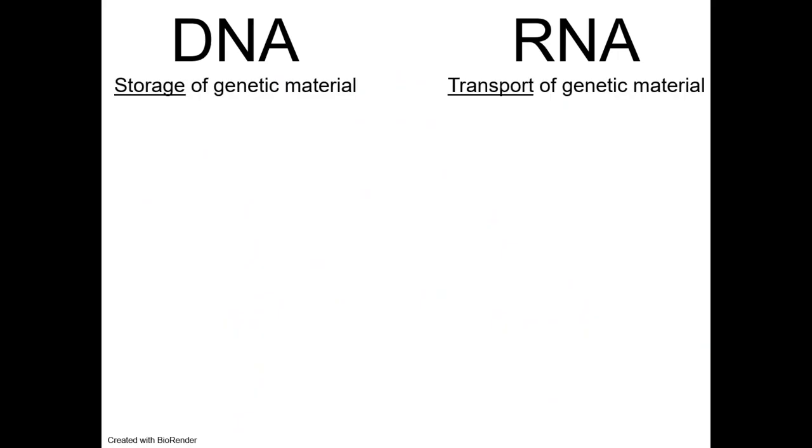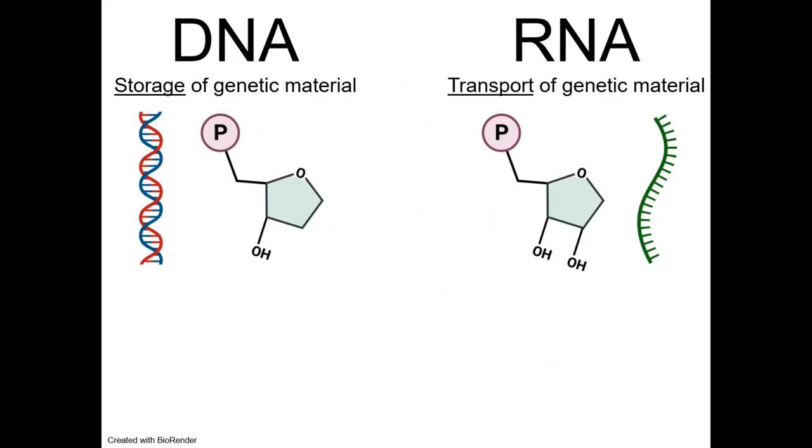DNA stores genetic information and RNA transports genetic messages and enables these messages to be used. DNA is a double-stranded helix and RNA is single-stranded. The sugar groups of DNA have one hydroxyl group. That's how DNA got its name, deoxy. This means containing less oxygen, whereas RNA has 2 hydroxyl groups.